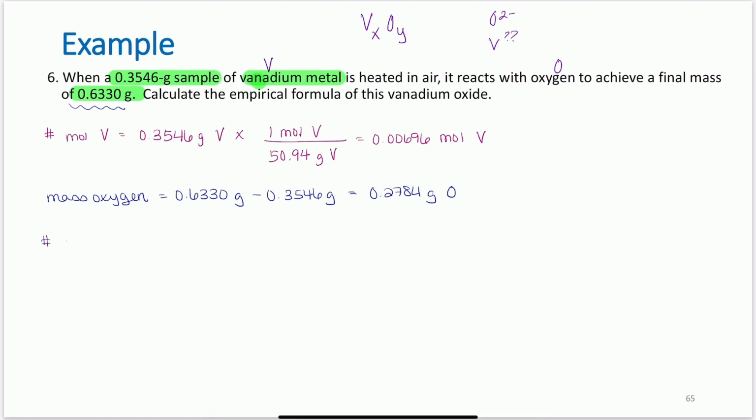So with that, I can find the number of moles of oxygen. Again, O here, not O2, because that's the relationship of them to each other in a compound. We're not talking about oxygen as it reacted, yes, we're talking about in an overall compound, what compound did we form? 0.2784 grams of oxygen. Convert that to moles of oxygen. Equals 0.0174 moles of oxygen.